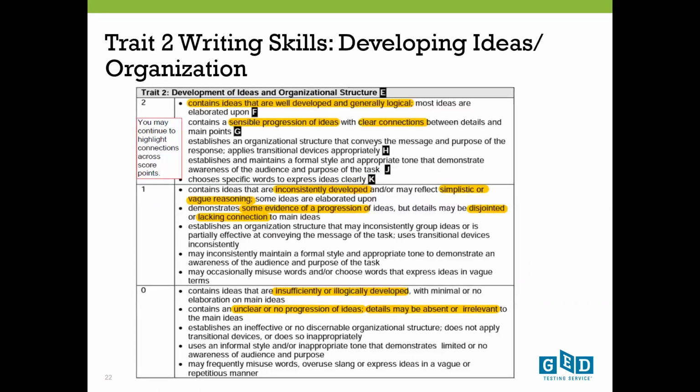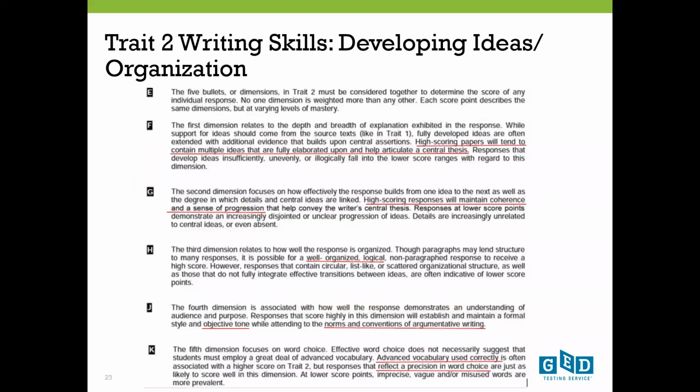Next. All right, so trait 2 is the development of ideas and organizational structure. And on this one, you can see that there are 5 bullets for each of the score points. I didn't take the time to highlight all of the main aspects of these dimensions. We obviously don't have time today to go through all of these, but just to illustrate how you can do this on your own to really dig into these. Again, I've highlighted an example from the first 2 bullets, and you can mentally use your arrows to work from a 2 to a 1 to a 0.